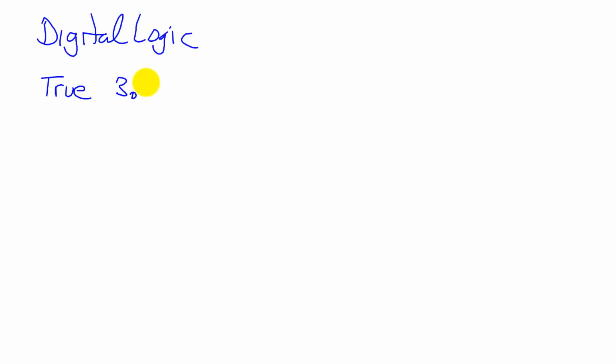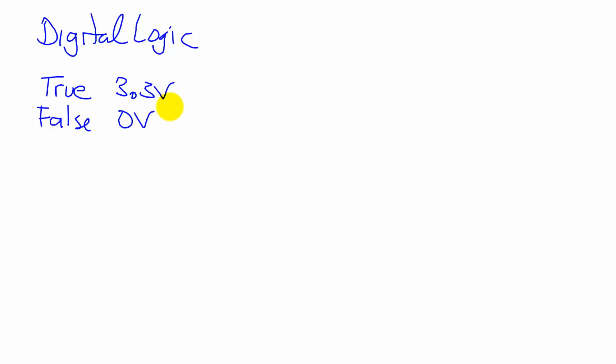Hi, in this video, we will introduce digital logic. Not to teach you everything about it, but give you a glimpse of how things work. In digital logic, we have two states. The true state is going to be mapped to a high voltage, in our case, 3.3 volts, and a false state is going to be mapped to 0 volts.